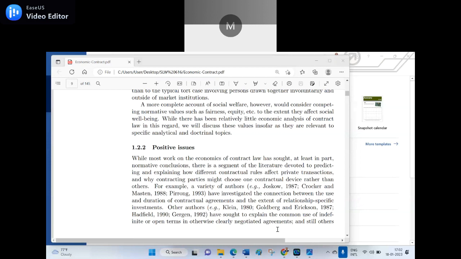When you want to make a contract, why do you make a contract with people? Anyone? What is the reason? Why do you want to make the contract with people?